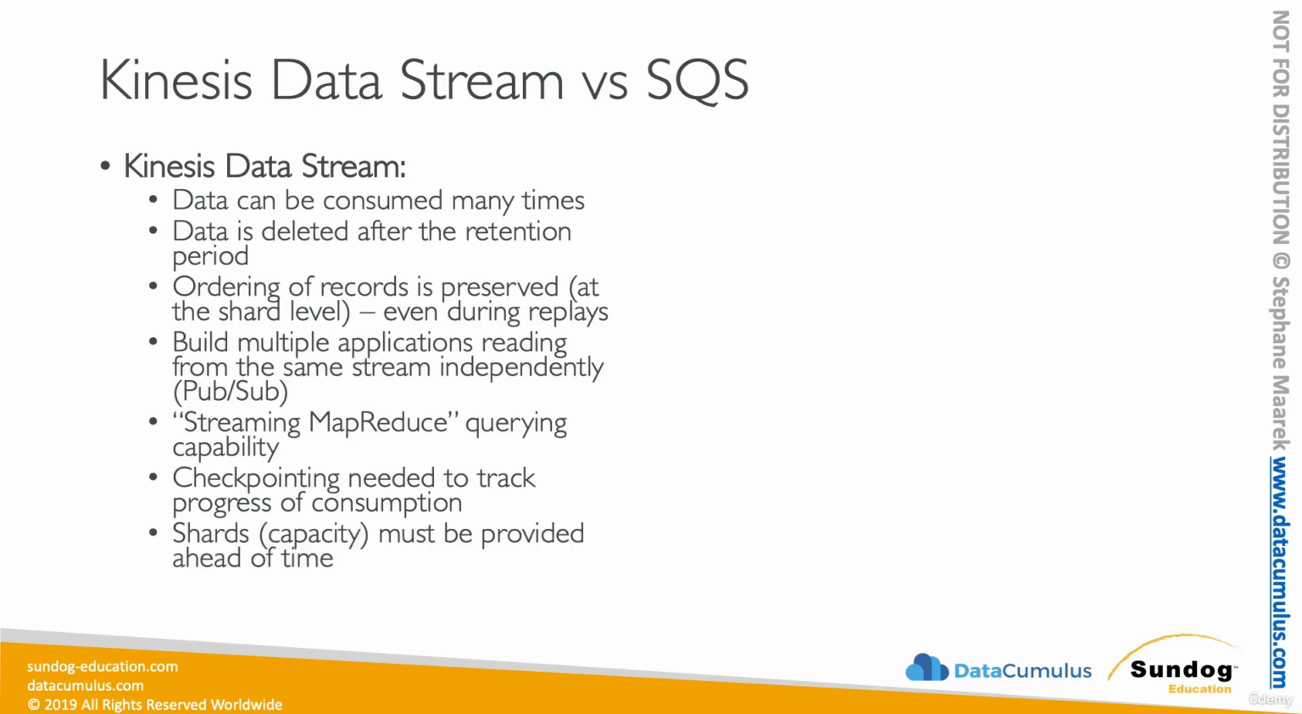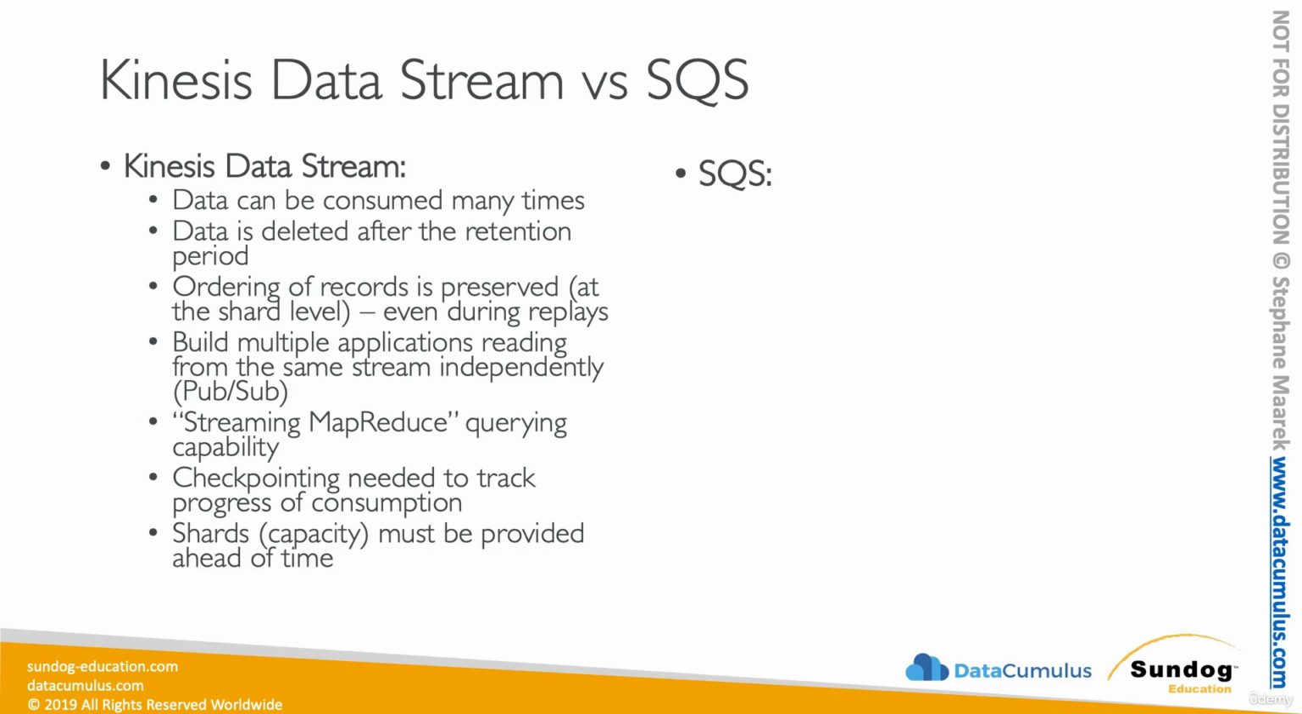And the shards, the capacity that must be provided ahead of time. We can have shard splitting or shard merging if you want to increase or decrease the number of shards we have, but we have to specify in advance how much throughput we expect to go in our Kinesis data stream.